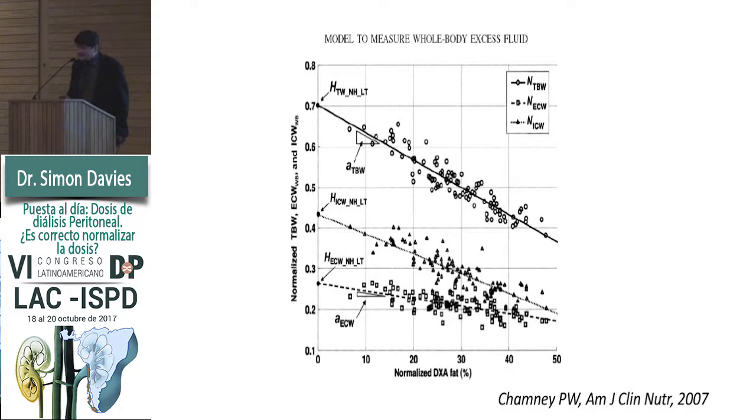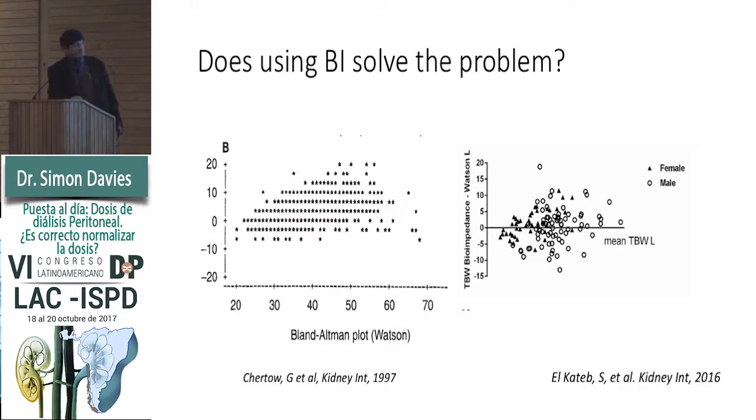Does using bioimpedance help this problem? Well, this is a couple of studies, one from Glenn Chertow in 1997 and a more recent study from Andrew Davenport in 2016. And you can see here, again, using a Bland-Altman plot, there's a huge variability in the prediction of volume from bioimpedance compared to the Watson formula in both of these studies. So again, up to 5 or even 10 kilograms in error associated with using those equations.